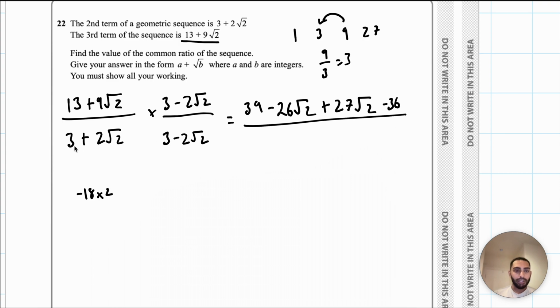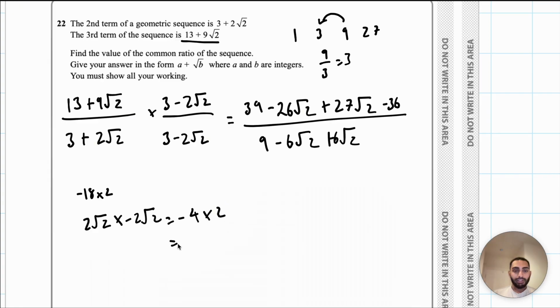And on the bottom, it'll be a little bit easier. 3 times 3 is 9. 3 times by negative 2 root 2 is negative 6 root 2. 2 root 2 times by the 3 is plus 6 root 2. And 2 root 2 times by negative 2 root 2. So it's going to be a negative first. 2 times 2 is 4. And root 2 times by root 2 is 2. So it's negative 4 times by 2, or negative 8. And you can see that this bit here will cancel out.